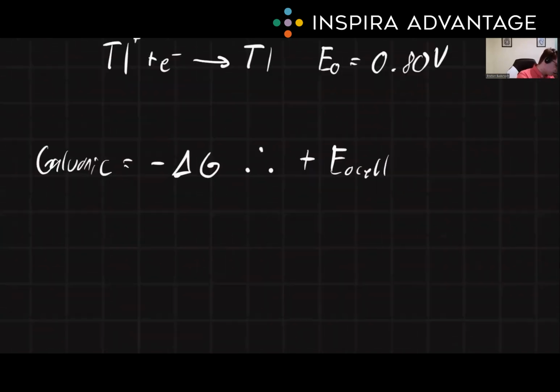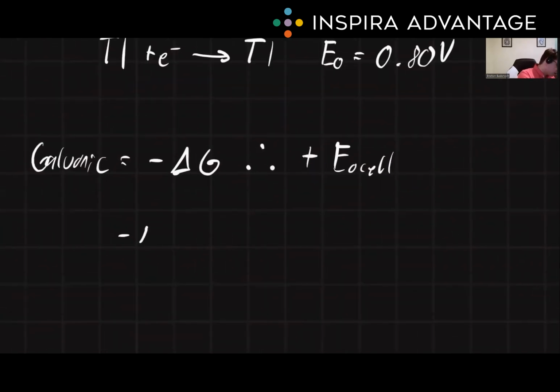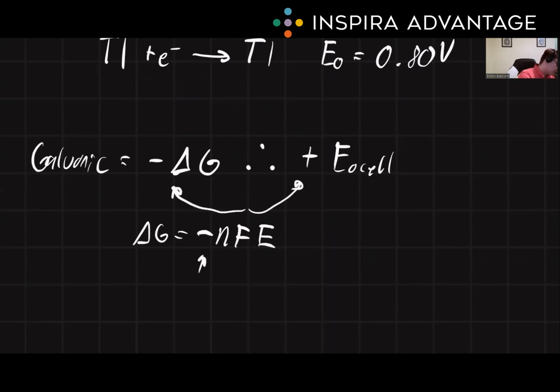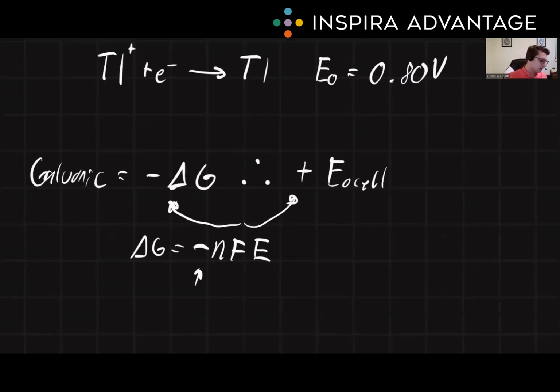Well, how do I know that? I know that because we said that delta G equals negative nFE. So this negative sign causes a flipping between these 2 things here. Okay, so we figured that out. We figured out, just based on them telling us that it's a galvanic cell, that this needs to be spontaneous.